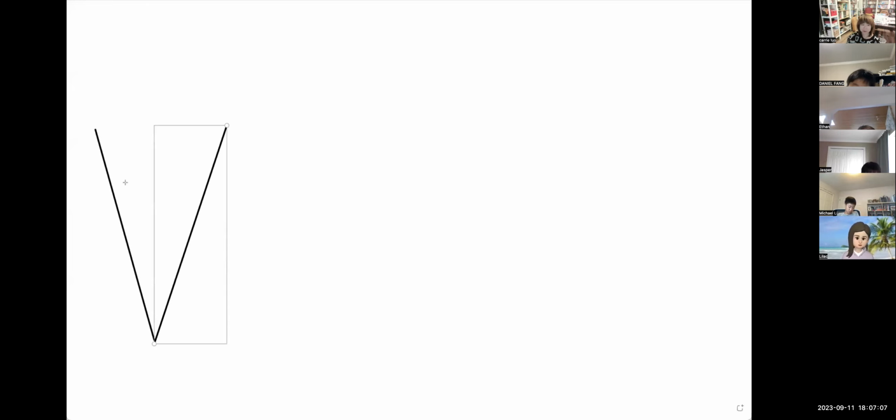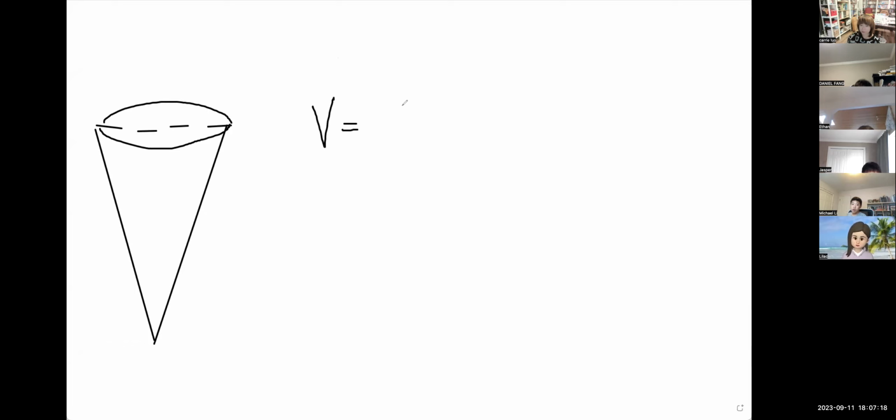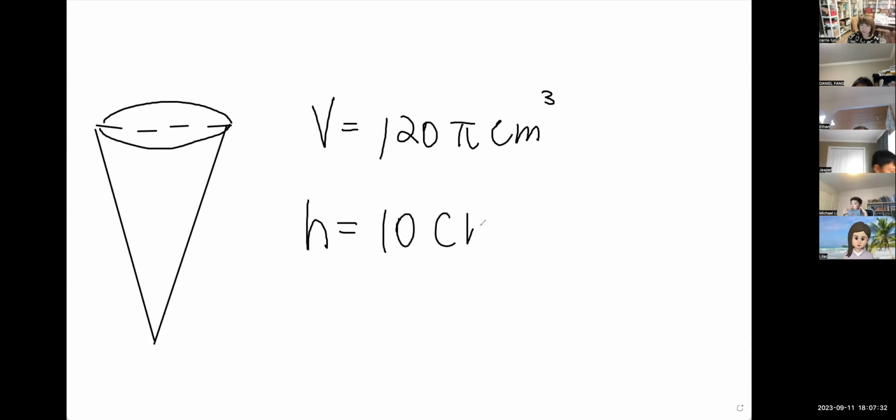Okay, so everybody, we have a cone here. The volume of the cone equals 120 pi centimeters cube, and the height is 10 centimeters. And I want you to tell me the radius of this cone. Everybody, please start to calculate.